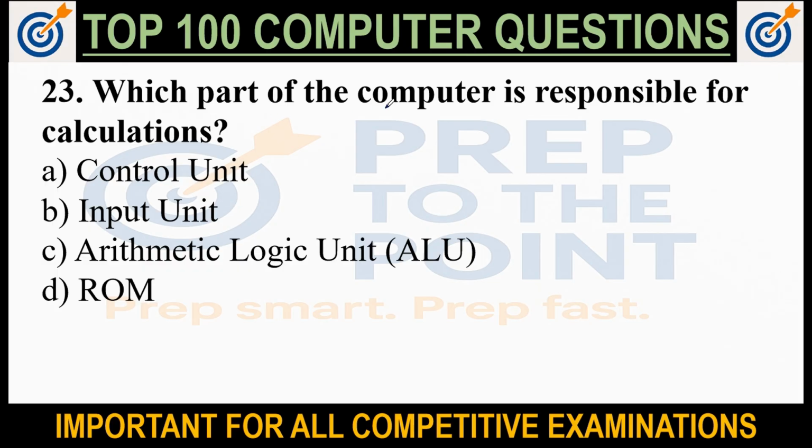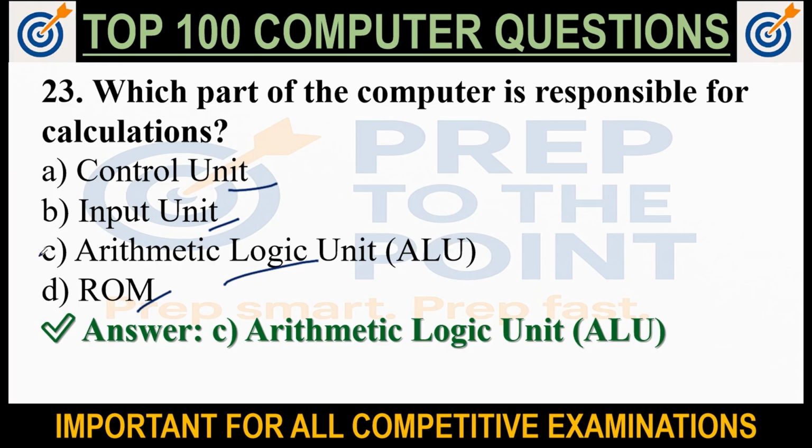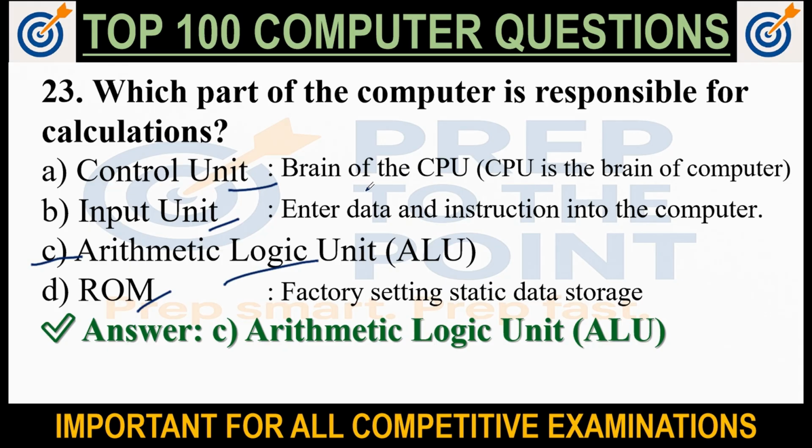Which part of the computer is responsible for calculations? Control unit, input unit, arithmetic logical unit or ROM? The right answer is C, arithmetic logical unit. Control unit is the brain of the CPU, whereas CPU is the brain of computer. Input unit enters data and instructions in the computer, which are also known as input devices. ROM is a factory setting static data storage, while arithmetic and logical unit is used for calculation.